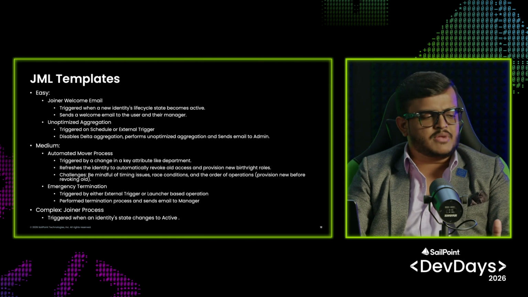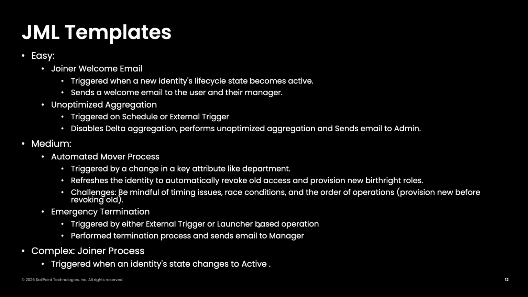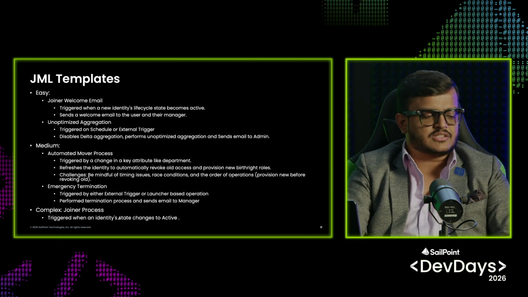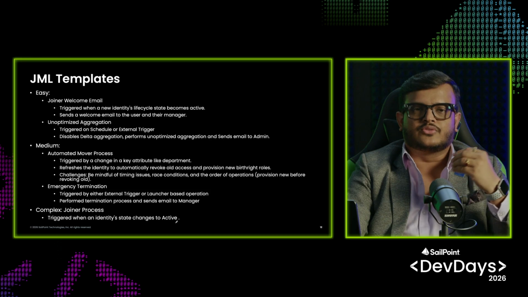Everything is in ISC. From medium, you want the automated mover process. Then you have emergency termination. In emergency termination, we'll be sharing two templates. One is an external trigger: your SIEM team might identify that someone is a bad actor and want them terminated, they trigger it, the workflow gets triggered and the termination gets taken care of. But maybe you want it launcher based, where an identity, or maybe someone who is a governor of your IAM tool, an admin, takes the decision that now I want to terminate this person. They just fill out a simple 2 or 3 step form, feed whatever is needed, and it sends an email. And last, it could be triggered with an identity state active, the entire joiner process.